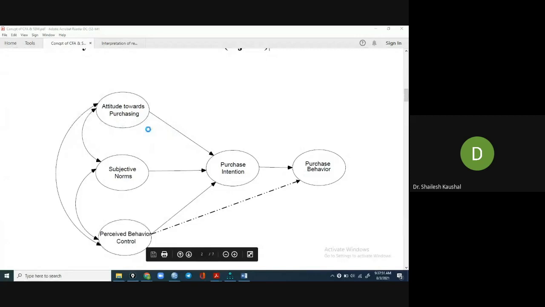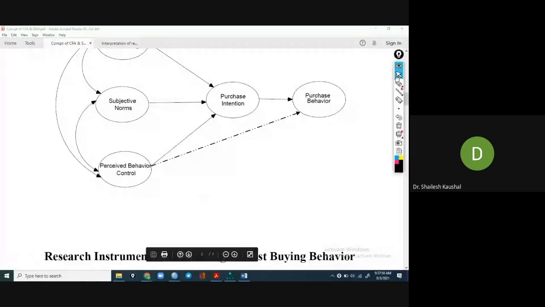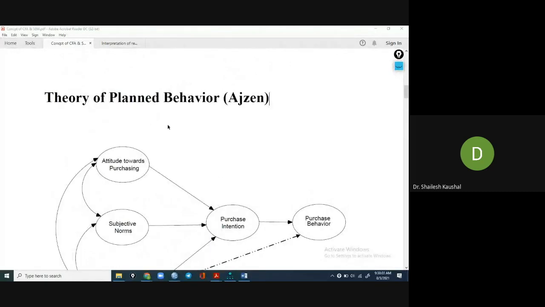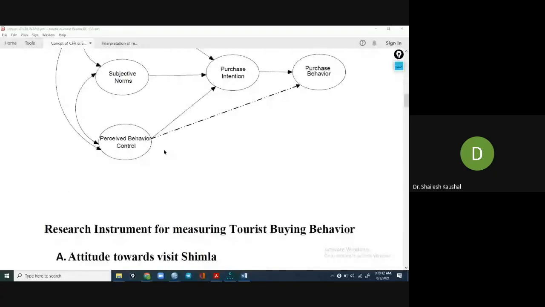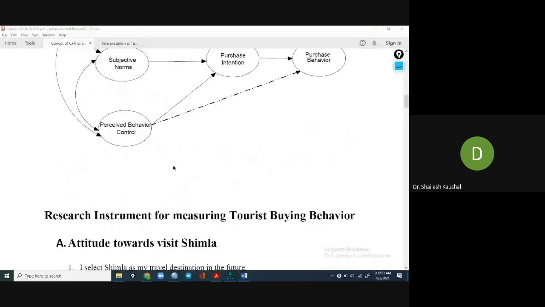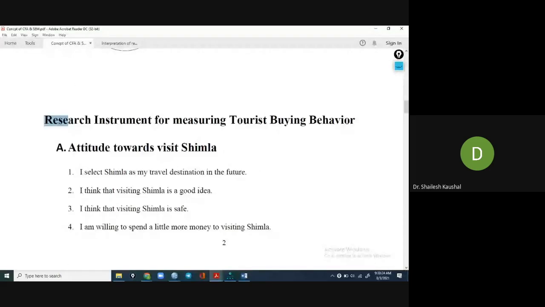This is our model. Okay, on the basis of the theory of planned behavior, we develop our research instrument, or we borrow the same research instrument. In the theory of planned behavior, all the 5 components, whether attitude, subjective norm, perceived behavioral control, purchase intention or purchase behavior, have some questions. So this is a research instrument for measuring tourist buying behavior. This scale can be used to measure the buying behavior pattern of buyers.